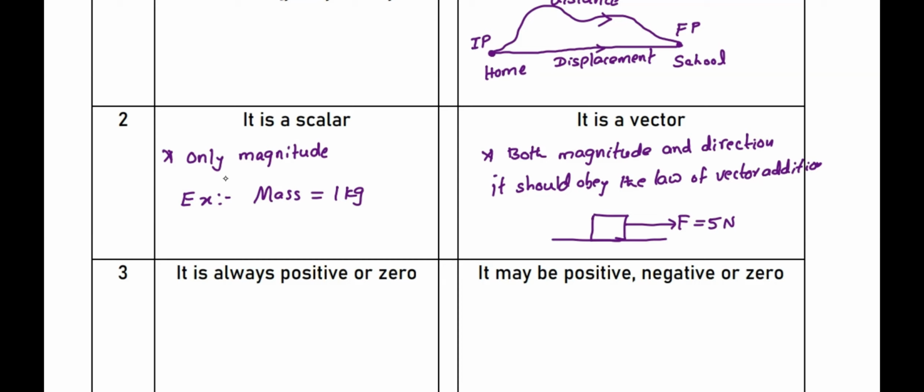If you take such type of quantities, they are called vectors. Examples for vectors: displacement, which we were just discussing, velocity, acceleration, force, momentum, etc.